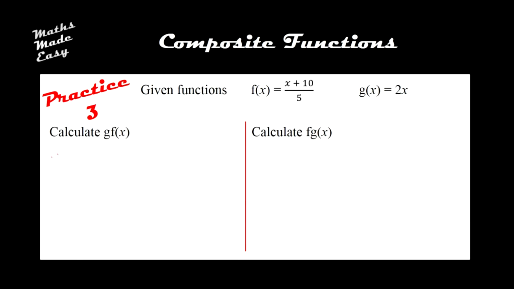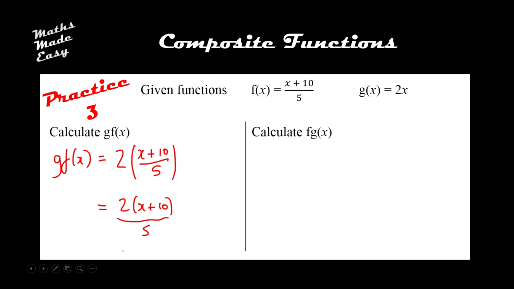Okay, here are the answers then. So for gf of x, we need to write out g, which is 2x, but everywhere there's an x, I need to put this whole f function, which is x plus 10 over 5. Then when you multiply a fraction by an integer, so 2, you're just multiplying the numerator. So this is the same as doing 2 lots of x plus 10, over 5, which is 2x plus 20 all over 5. So a common mistake here would be times both top and bottom by 2, but that just gives you the same thing back, unfortunately, and that's wrong.